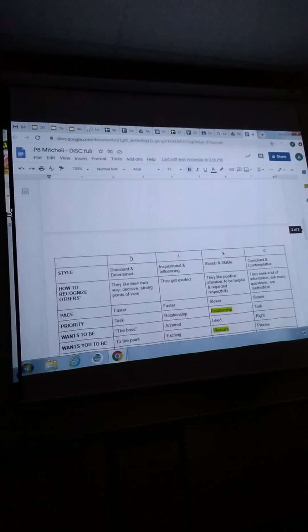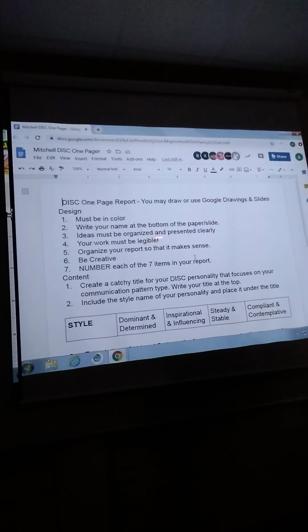Does the whole thing have to be in color? No, but you've got to add color to it. All right, write your name at the bottom of the paper or the slide. So make sure that I can easily identify who this is. Because like I said, you can do a piece of paper, you can do a Google Doc, or you can do a slide. Make sure that your name is on the front.